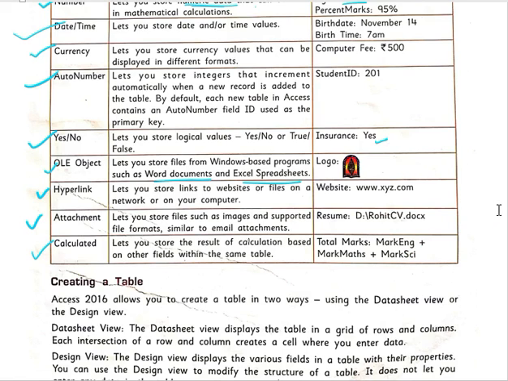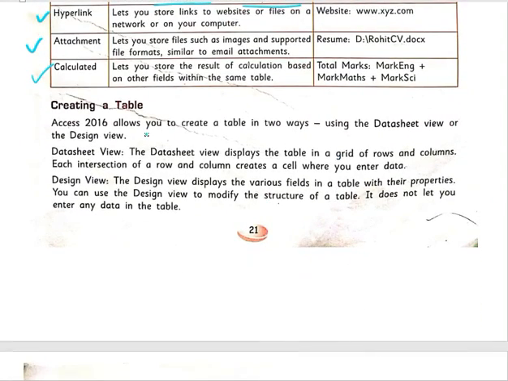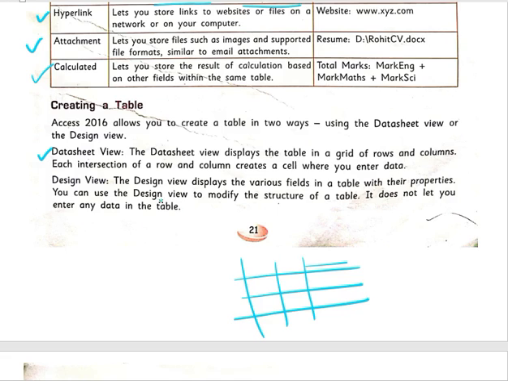After knowing the data types, we need to know how to create a table. In Access 2016, it allows us to create a table in two different ways, using datasheet view or using design view. We will study one by one. First let us see the datasheet view. Datasheet view displays the table in a grid of rows and columns. That means you can see rows and columns, like this.